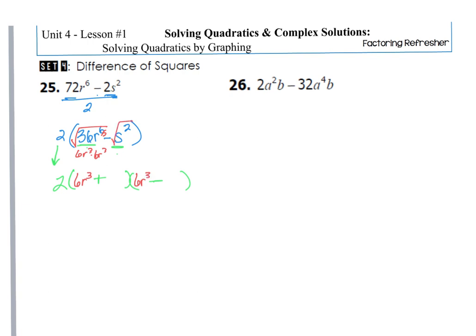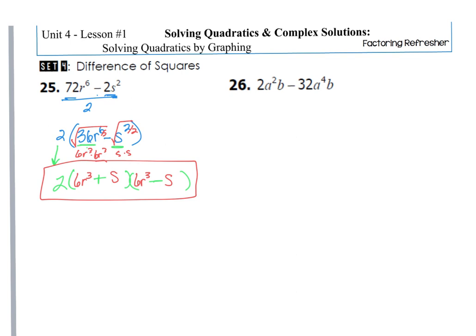Then we take the square root of s squared. Well, again, divide that exponent by 2. 2 divided by 2 is 1, so that was an s times an s. So 1s goes in each set of parentheses. Our answer is 2 times the factor 6r cubed plus s times 6r cubed minus s.